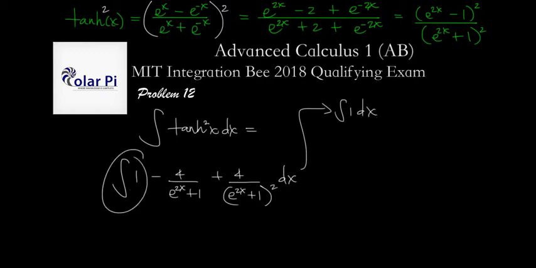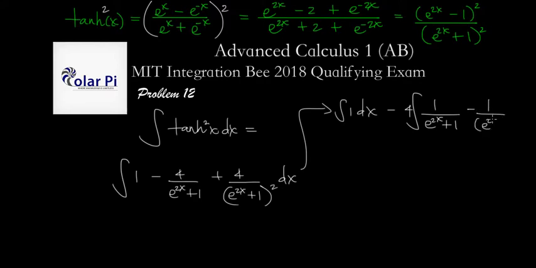I'm just going to take care of that as a separate integral. And then it's going to be minus 4 times the integral of 1 over e to the 2x plus 1, and then minus 1 over e to the 2x plus 1 all squared, and then dx. Yeah, there we are. And now what I'm going to do for this integral is just u substitution. And yes, if you guessed that, then good guess.